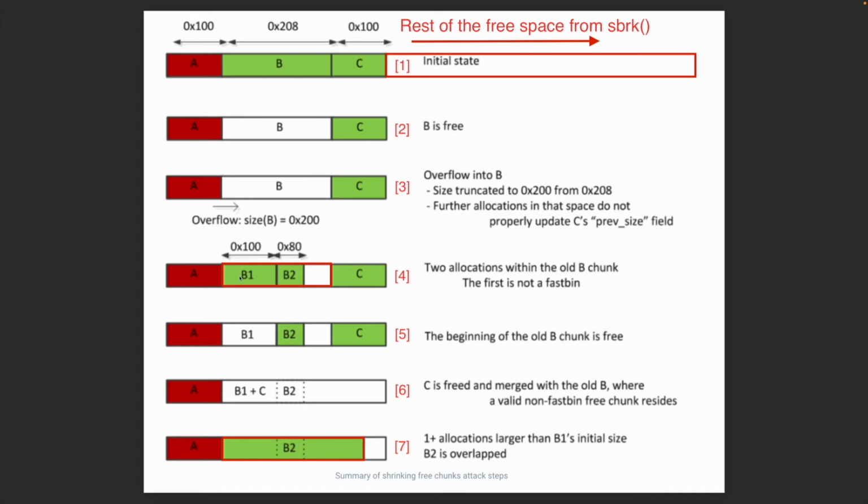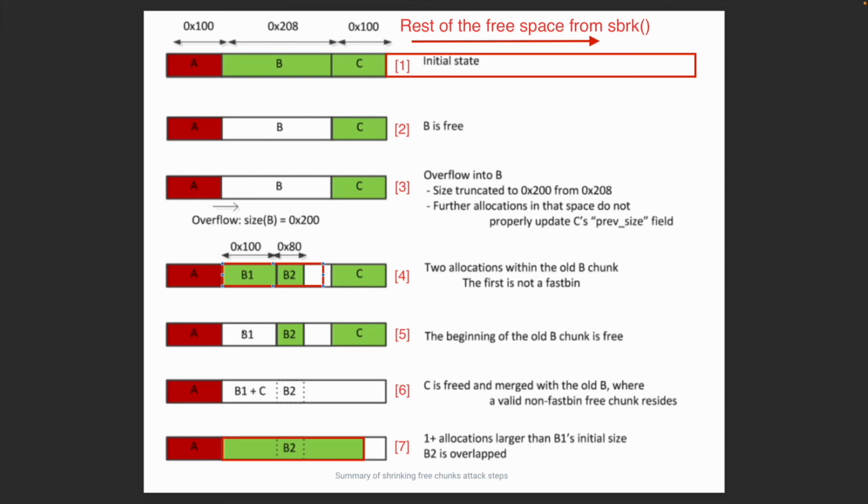And if we make malloc B1 and B2, B will use its size, 200, and call some address here. This will be 200 from this address. And it will say, oh, our chunk is shrinking. You should update your previous size. However, this is not chunk C's address. So chunk C's previous size will still not be updated. It will still think that it is 208 instead of this part.